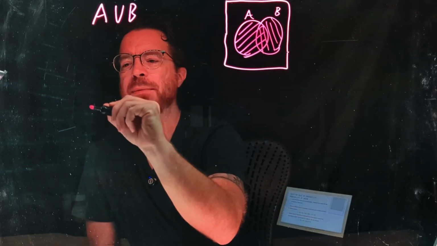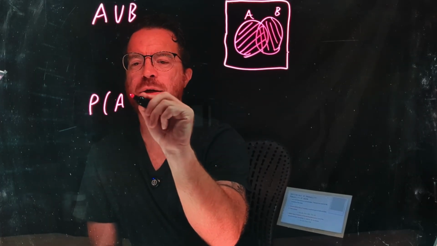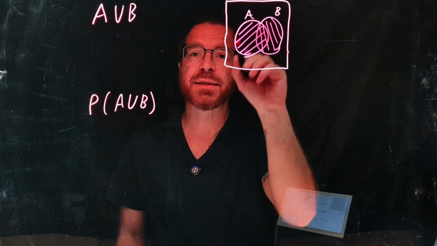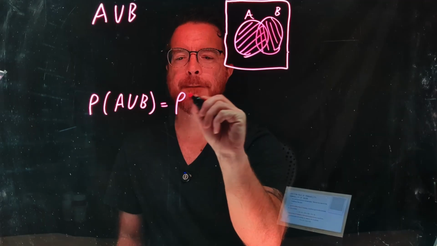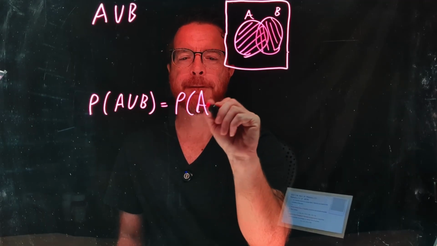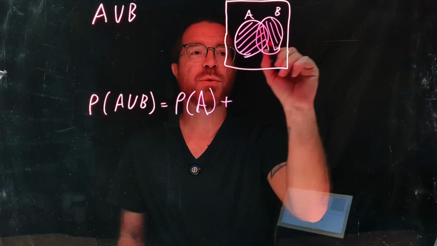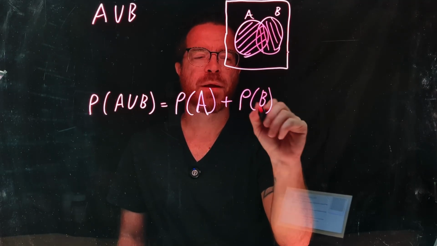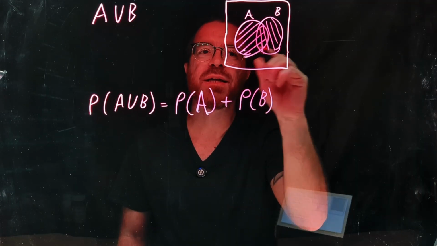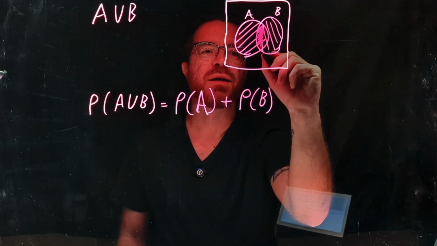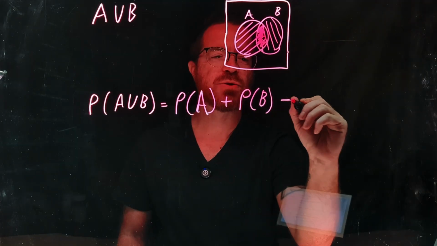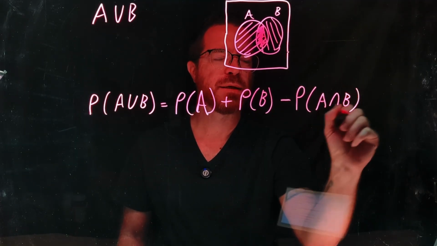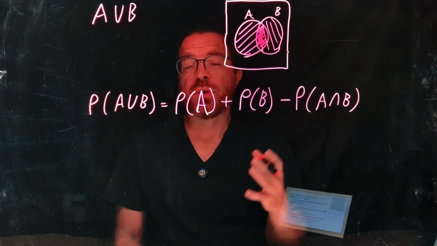So when we're looking at the probability of A or B, we're going to take the probability that I get something that's in A, plus the probability of getting something in B. But now you might notice when I shaded this in, we double counted this middle area. So what we actually need to do is subtract out the probability of A and B. And this is the addition rule of probability.